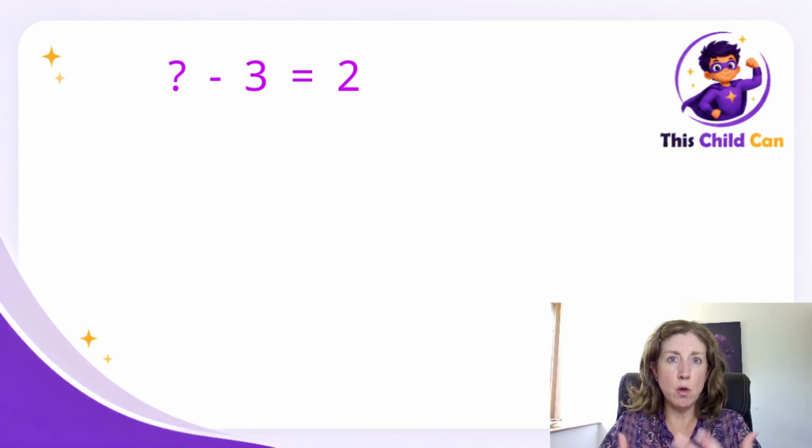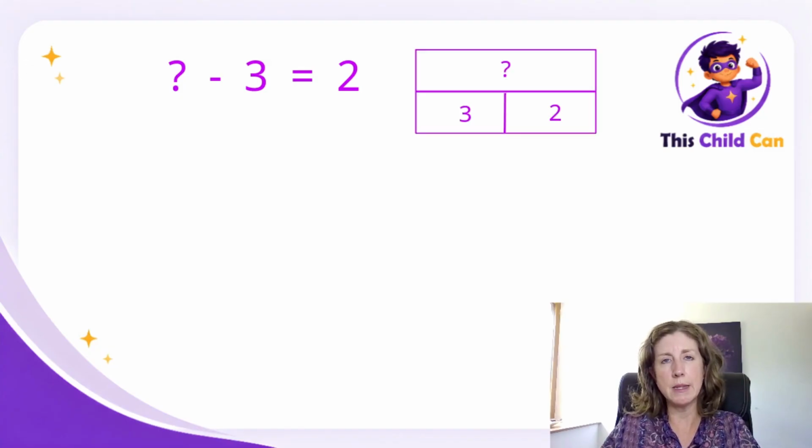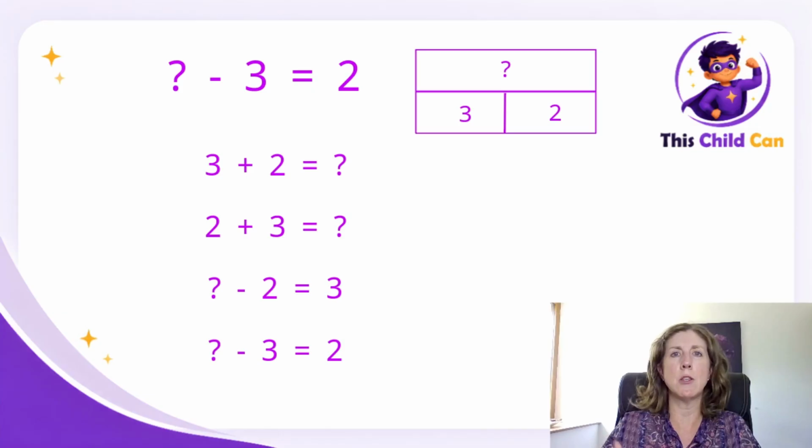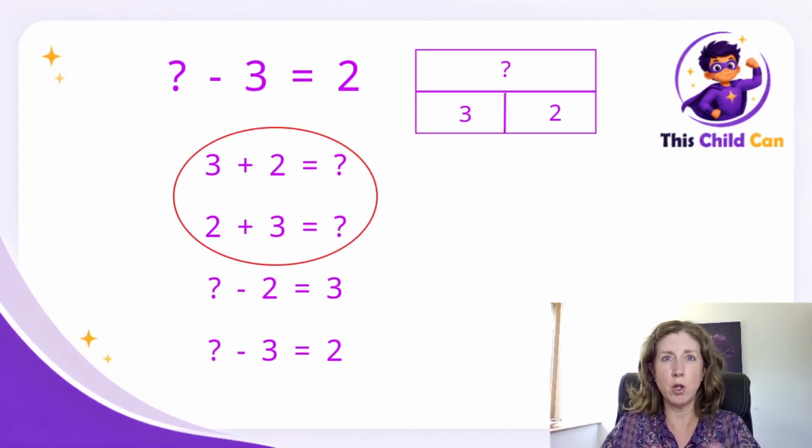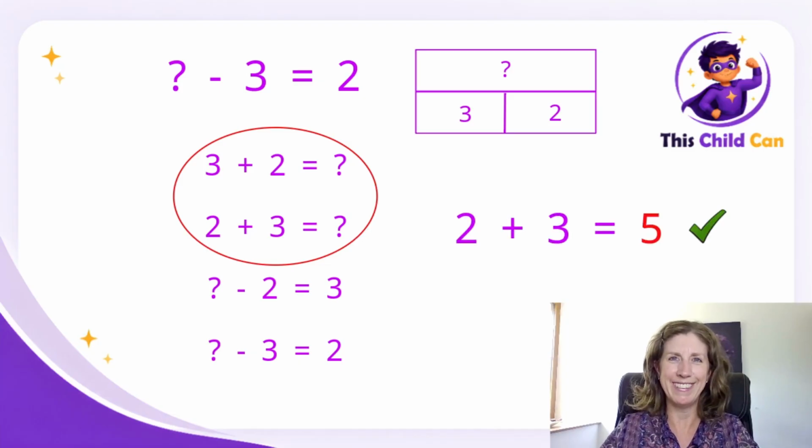So we need to use a number fact to find the missing whole. So as before, we create the bar model, we write our 4 number sentences, and we choose the number sentence with the question mark at the end to help us solve it. And in this case, we have 2 number sentences with the question mark at the end because we have 2 and 3, and we have 3 and 2. And we know that we can add those either way around and we get the same answer. So our missing number here is 5.